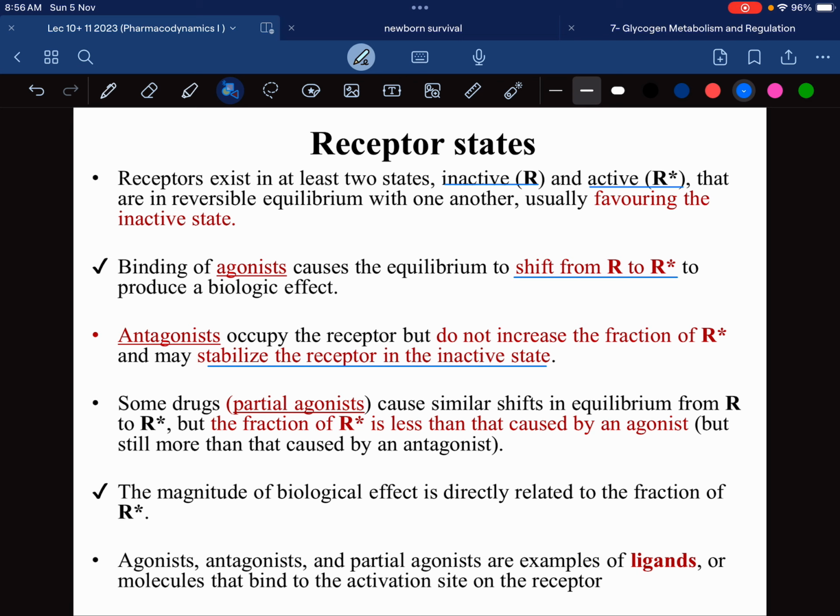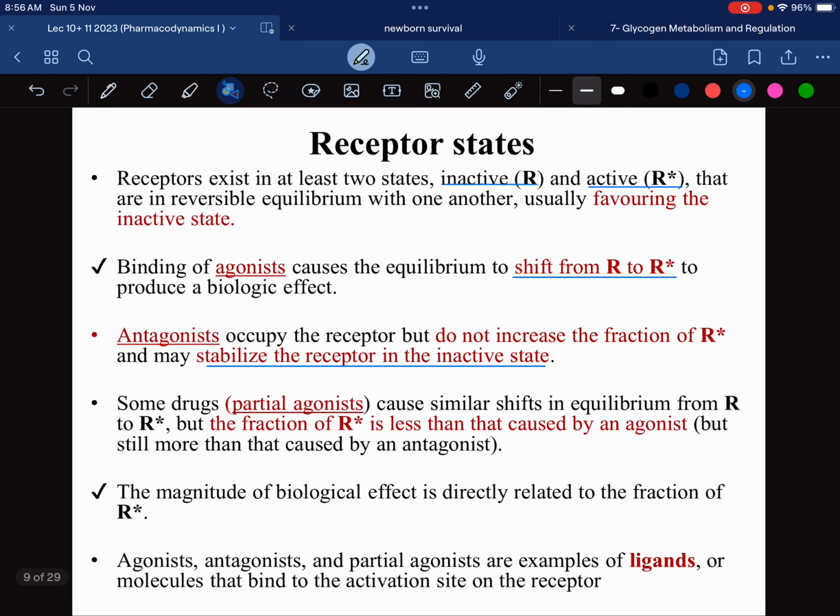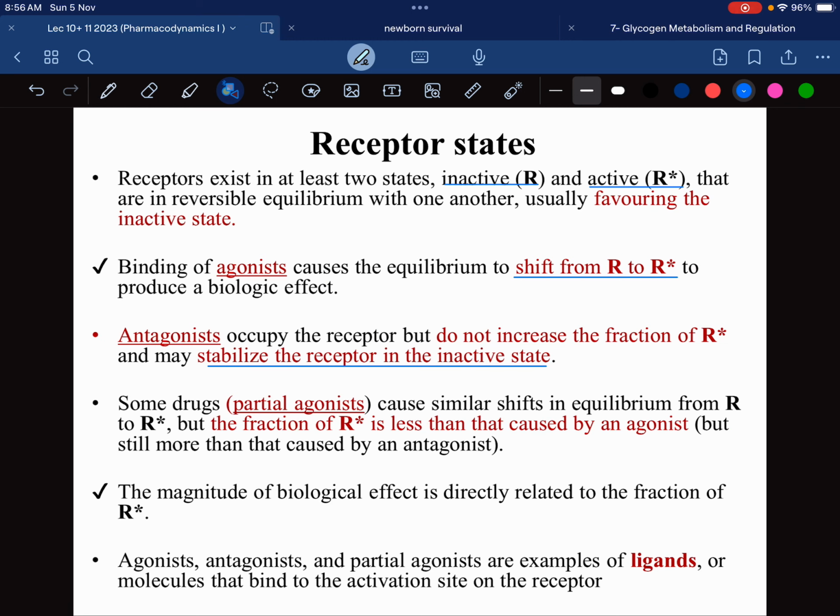The transformation of the receptor from the active to inactive form. And the agonist, again, will transfer the receptor from the R, the inactive form, to the R star, the active form, the more active form of the receptor. The opposite, when the antagonist binds to the receptor, the antagonist will transfer the receptor from the R star to R. That means it inactivates that receptor. When there is inactivation, that means the receptor will not produce its biological activity.